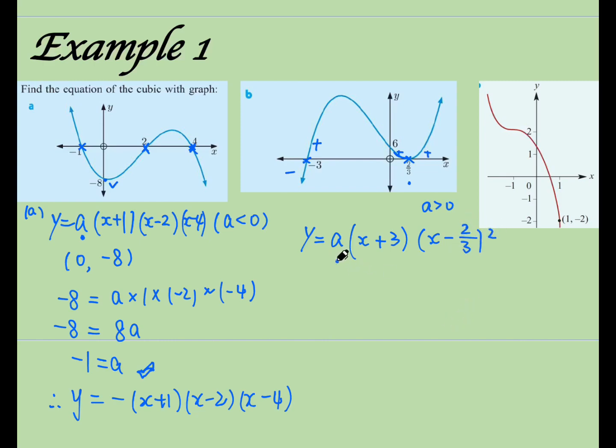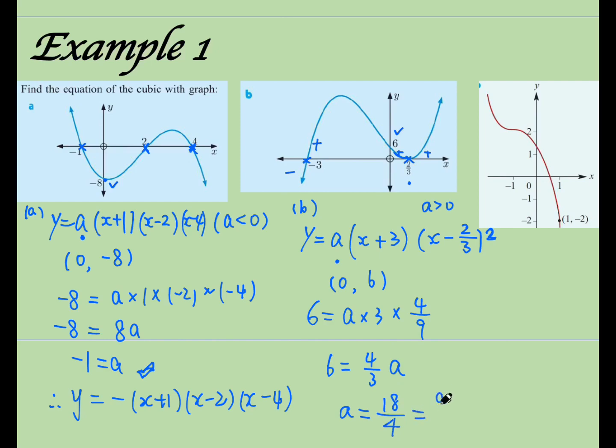Then we only have to determine the value of a, and the sign. Find one more piece of information from the graph. Here we see the y-intercept is 6. It tells us the point (0, 6) is on the graph. Substitute this point into the function, then we will have a times 3 times, so here when x is equal to 0, this factor will become 4/9 because the power is 2. Therefore, we can solve it to get the value of a, which is 18/4. It is 9/2, or 4.5. This one is part B.